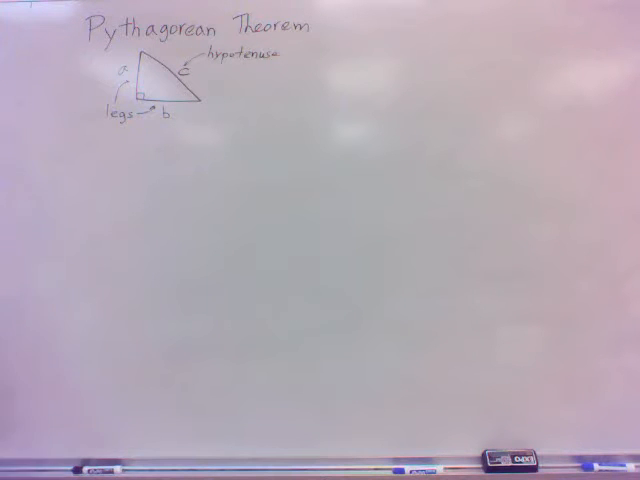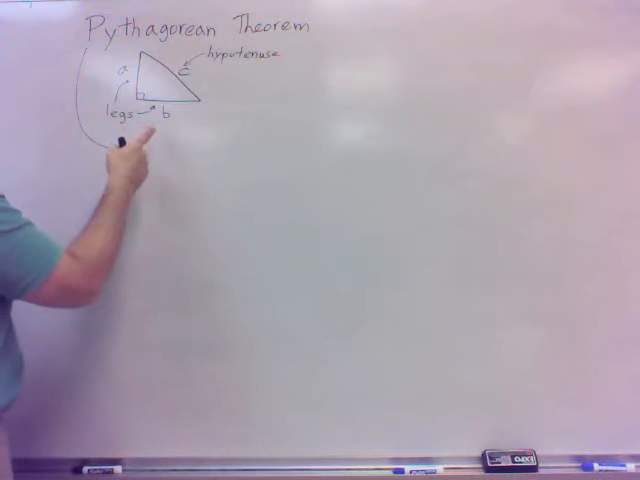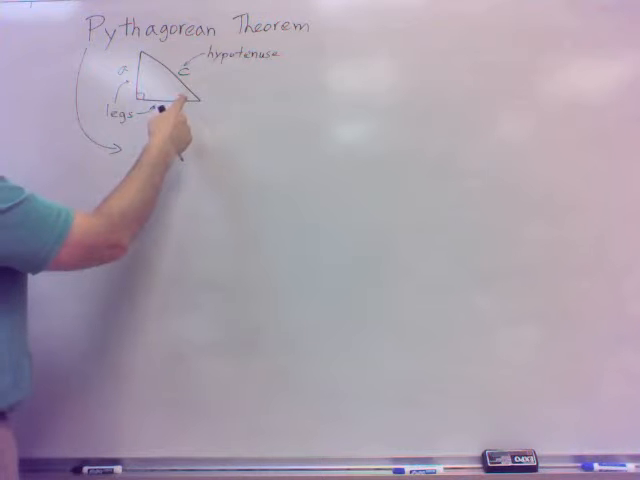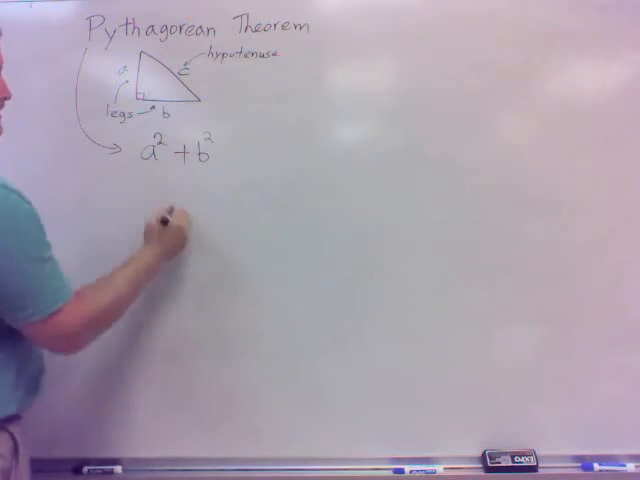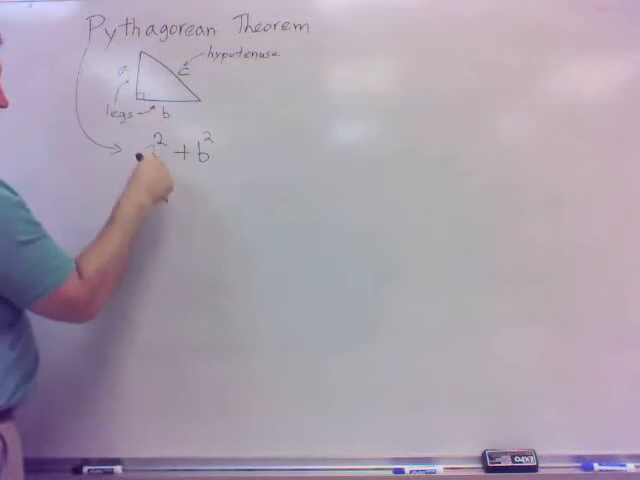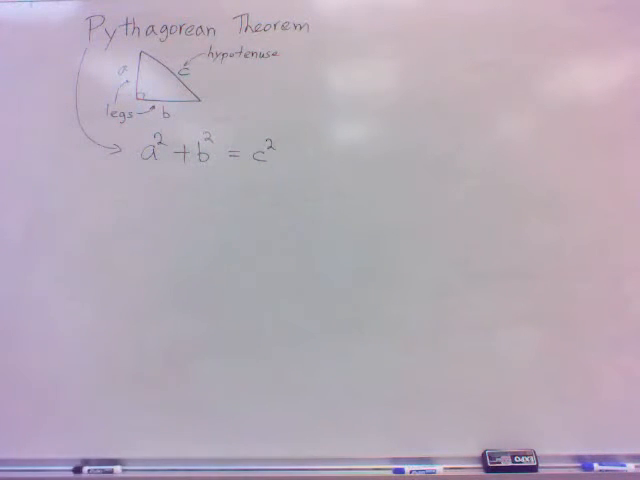The Pythagorean Theorem is this. There's a relationship always amongst the sides of a right triangle. And what's the relationship? The squares of the legs added together equals the square of the hypotenuse. A squared plus B squared: square the two legs and add them together. That equals the hypotenuse squared, C squared.